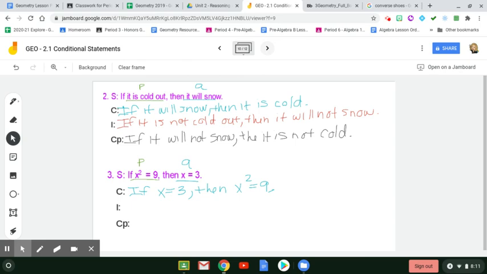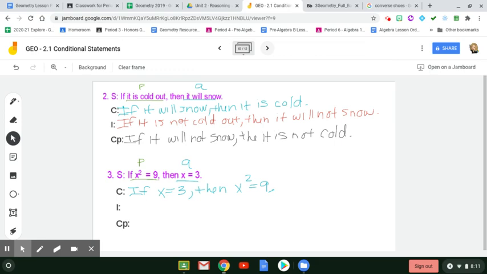So let's see if that one's true. If x is 3, then x squared is 9. Yep, that one works. But we know the converse statement could be false, right? Because if x squared equals 9, x could equal 3, but that's false because it could be x equals negative 3 also.